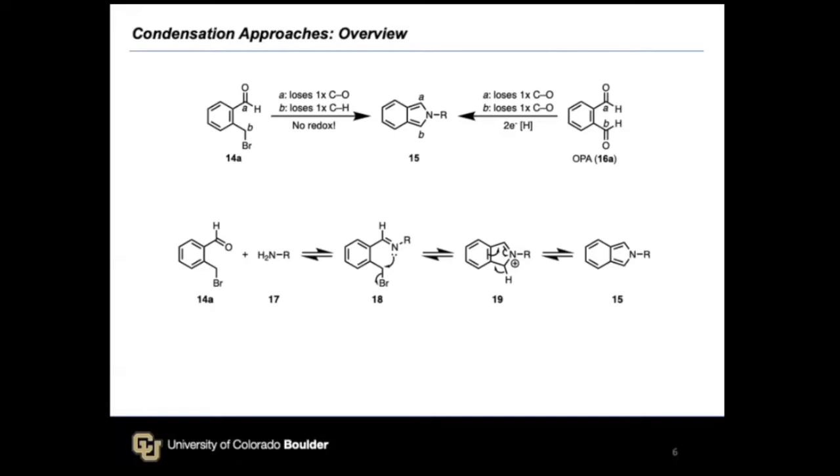A key feature of the mechanism for these reactions is that they pass through an iminium intermediate, which on here is structure number 19, and that is subsequently deprotonated to form the isoindole, which is number 15.